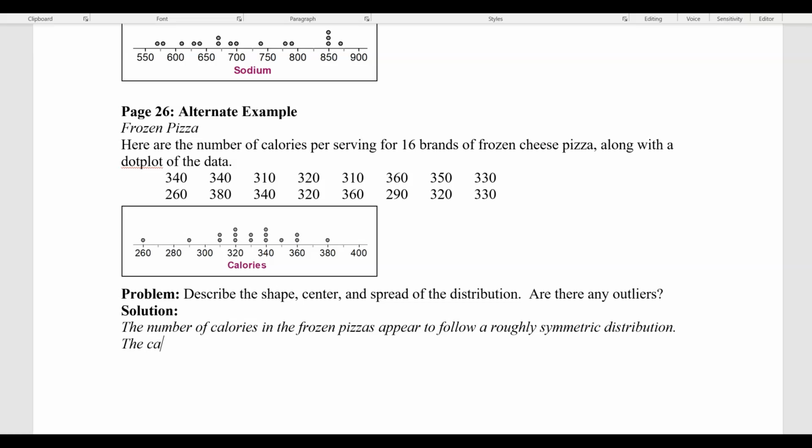The calories are centered around, looks like, 330 milligrams, or I'm sorry, 330 calories, not milligrams anymore.